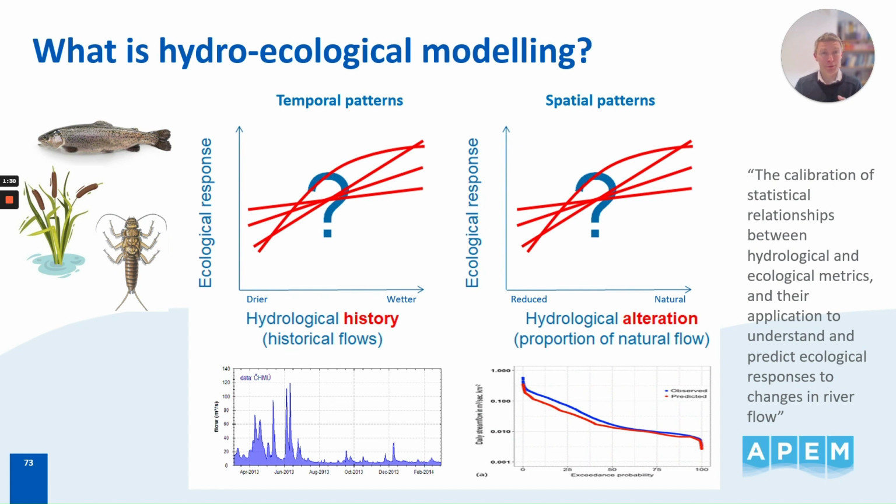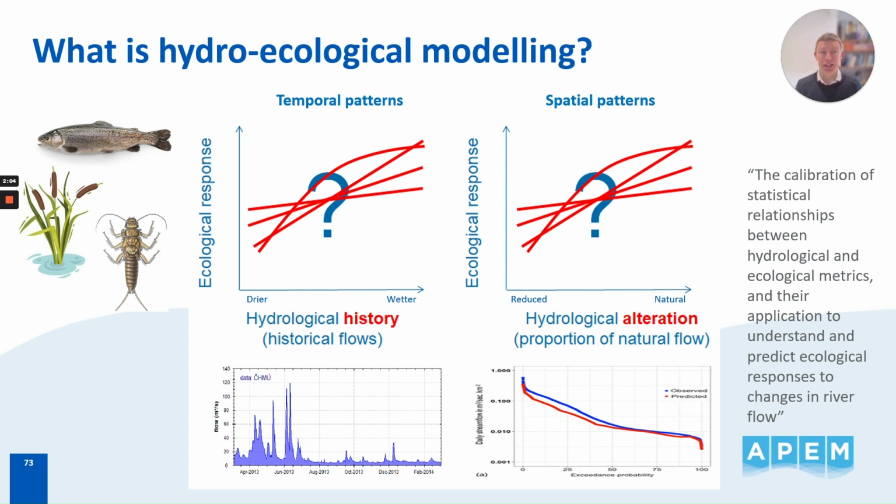As you can see from the two diagrams on the slide here, there's at least two different ways in which we can explore these hydroecological relationships. On the left, there's an illustration of how you can correlate your ecological metric response with natural hydrological variation. So essentially here we're comparing our metric scores under wetter and drier conditions. So we're looking at how the ecology changes over time in response to changes in flow at each site.